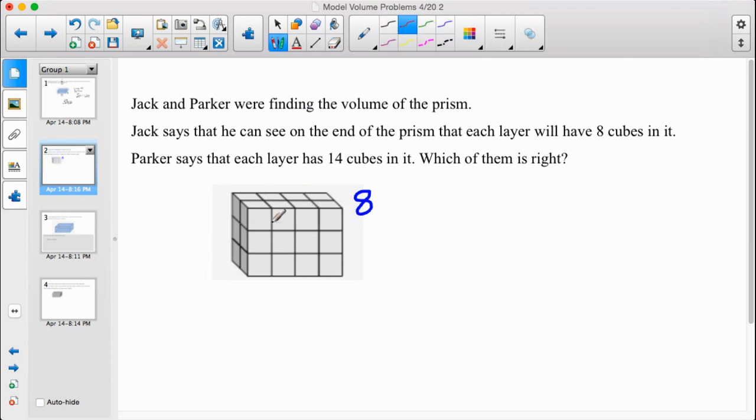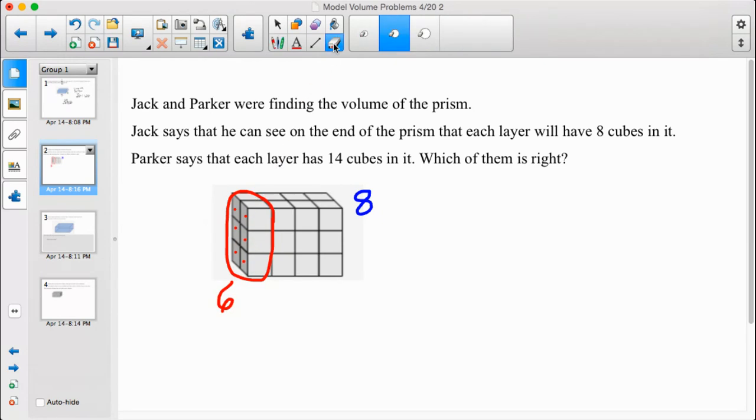So now I want to think about slicing it like up and down, like a cake. So I'm going to think about 1 layer like this, like I'm cutting right through it. I'm slicing into it like it's a piece of cake. Now let's see how many of this would be. 1, 2, 3, 4, 5, 6. And that's not what Parker or Jack said. So now I know if I slice it this way, I would get 6 on that front side.